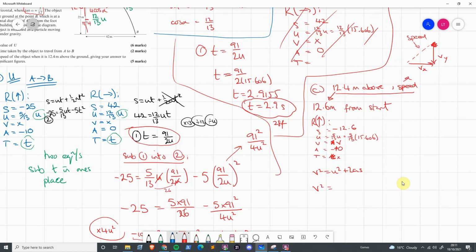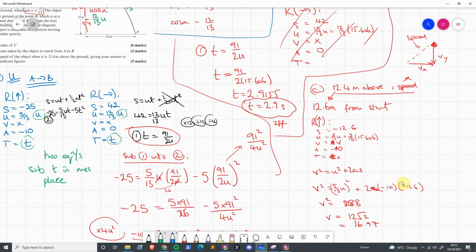So v squared equals that 5 over 13u value all squared plus 2 times minus 10 times minus 12.6. If we find out what that is and then square root it, we will get, where have I got that? So v squared will equal 288. So then v equals 12 root 2 or 16.97. Just if we were to solve that, use the value of u as 15.606.